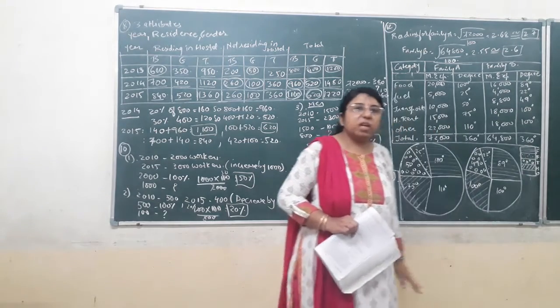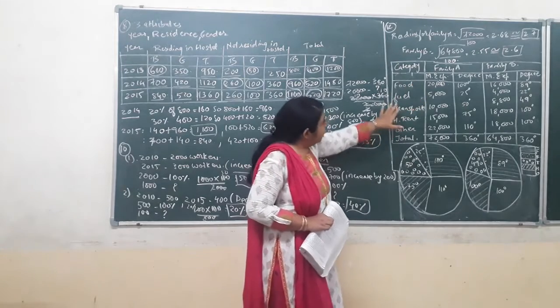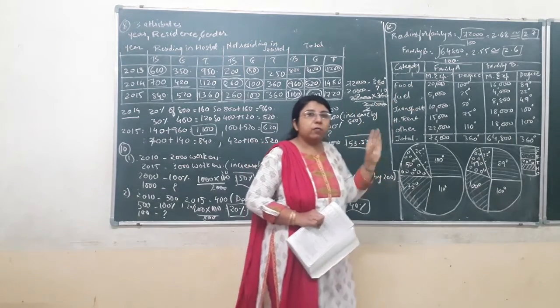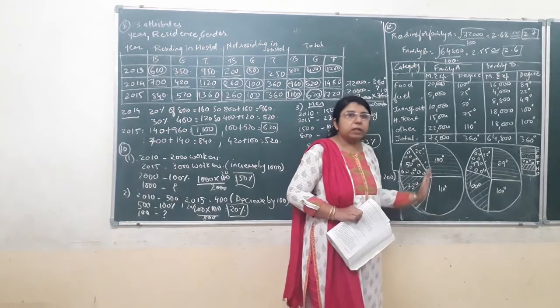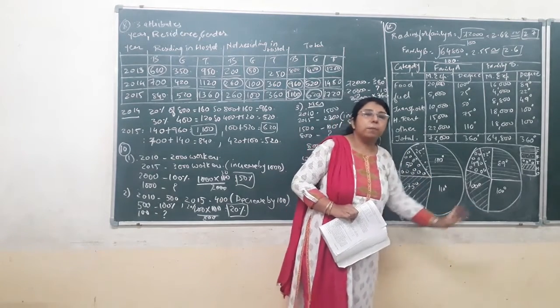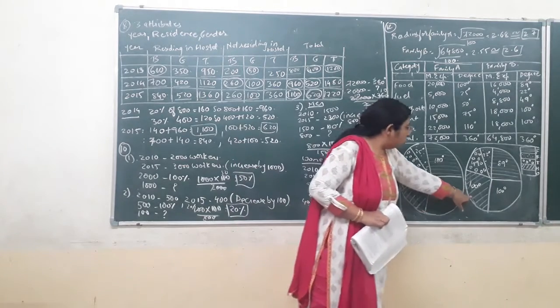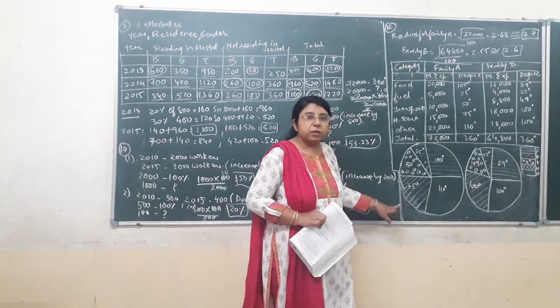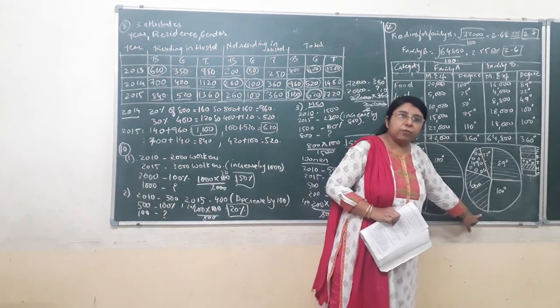So in this way, first of all, you have to find the radius of both the families. Then afterwards you have to convert all the expense data into degrees. And then the main step of the sum is that you have to draw the pie chart of both the families. Here you can see I have drawn two pie charts, one representing family A and the second representing family B.